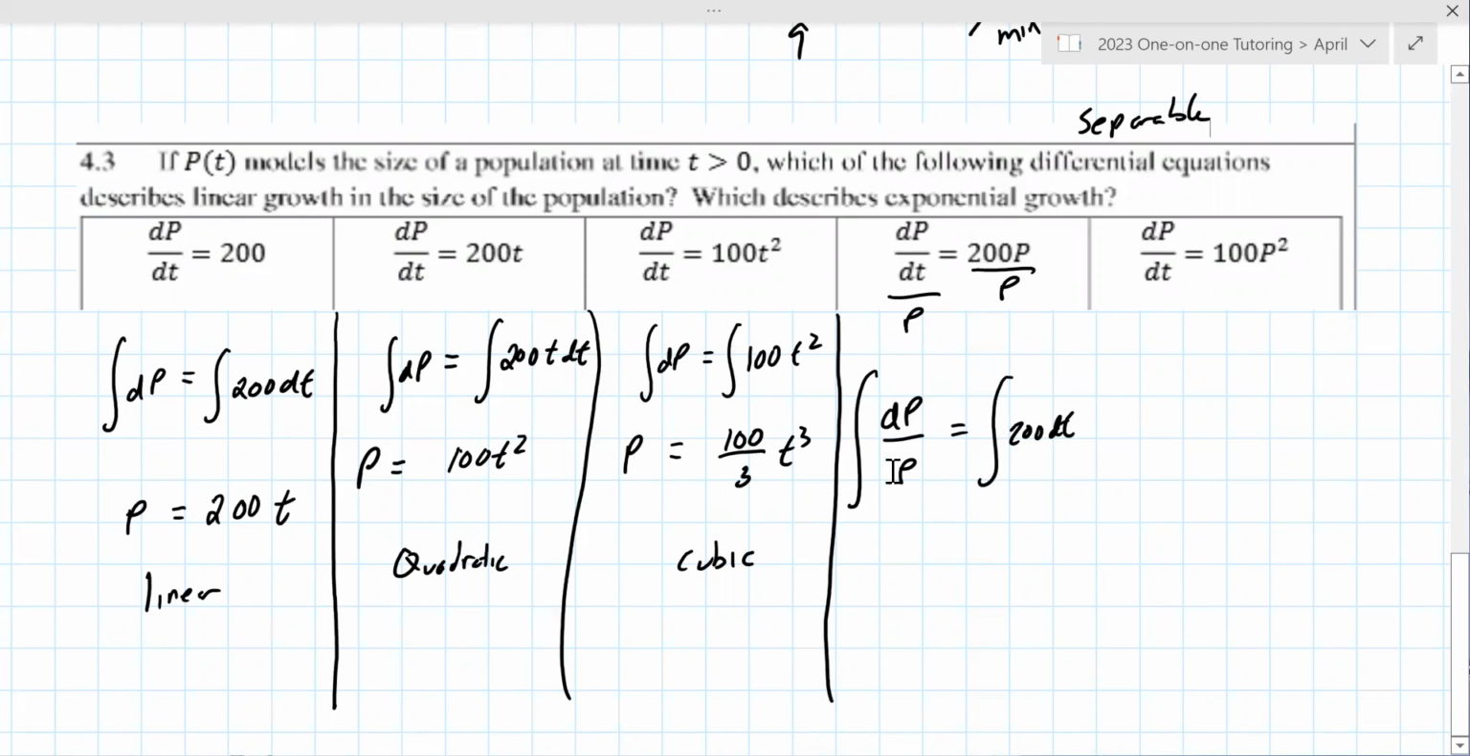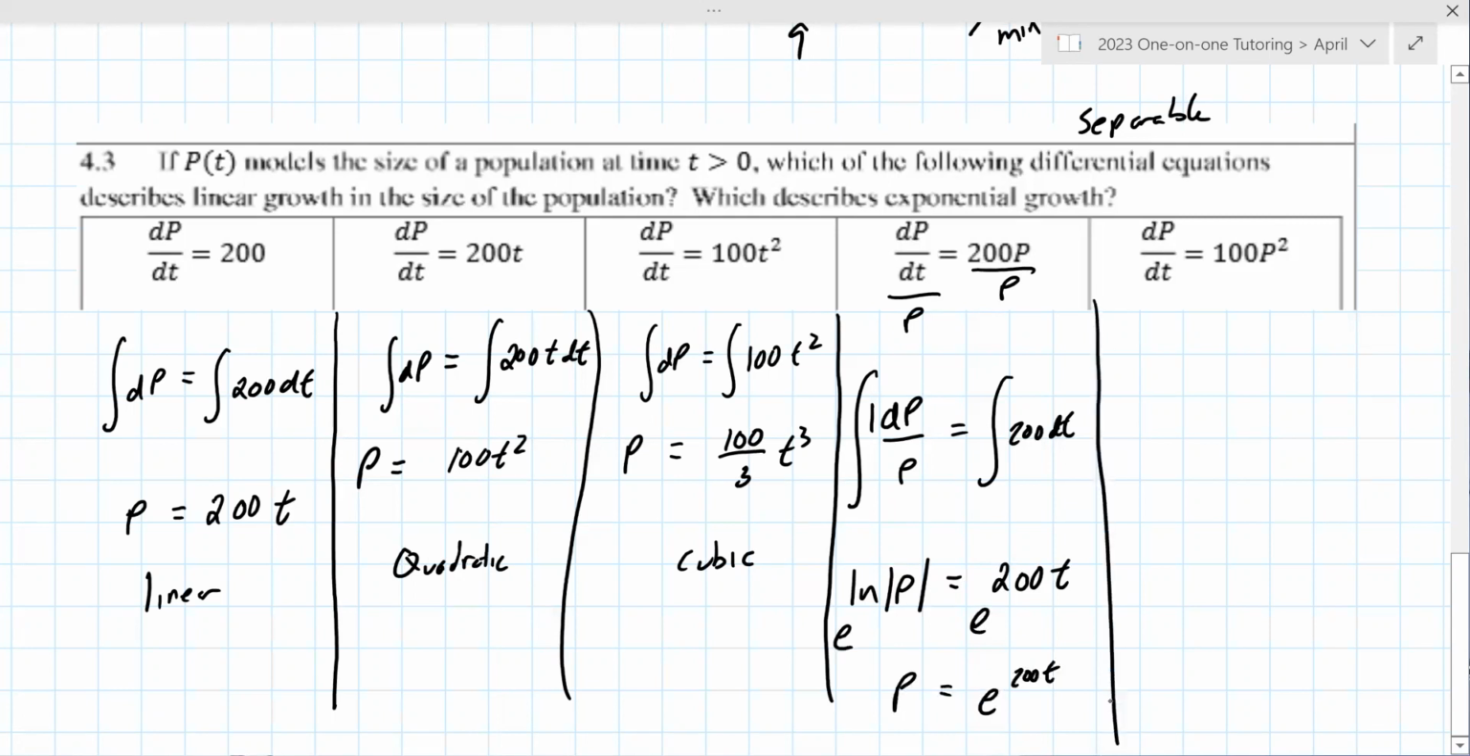So that's where the left side is now a little bit harder. Do you remember the antiderivative of 1 over p? ln. So this is natural log absolute value of p equals 200t. What do you do to undo the ln? Make it an e. That's right. Now we're onto the right track here. p equals e to the 200t. This is our exponential.